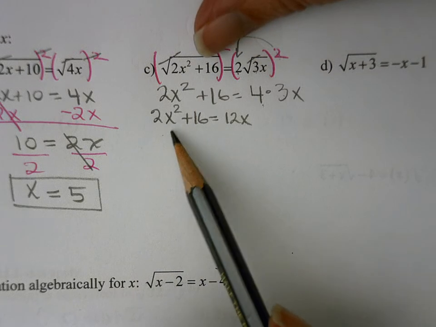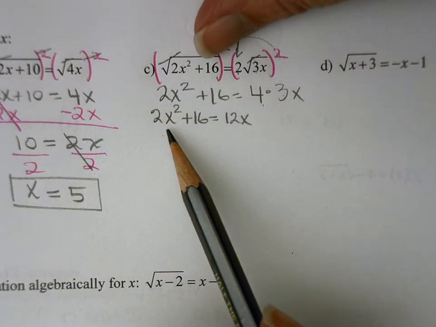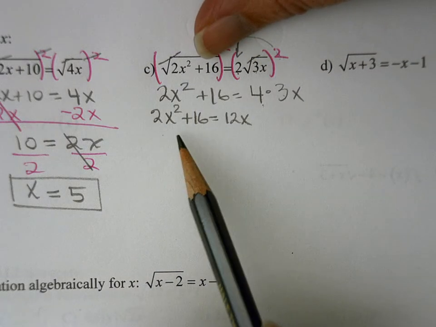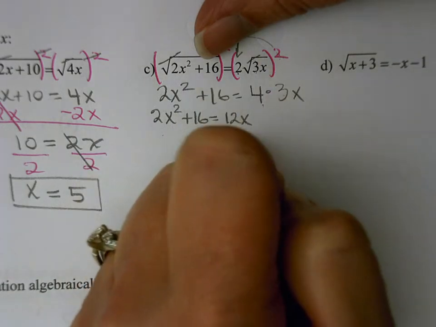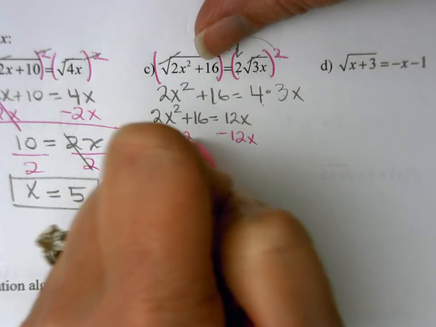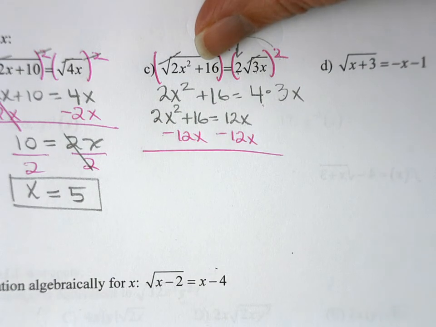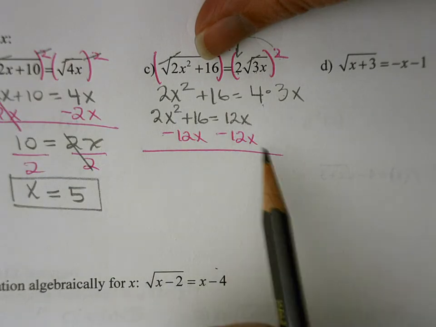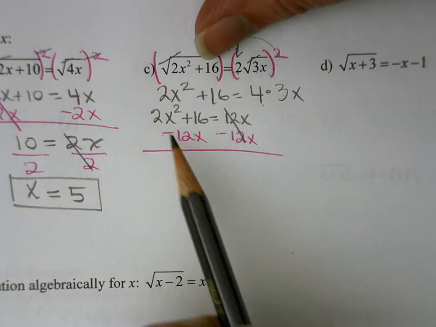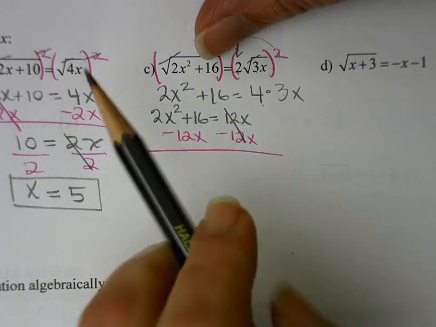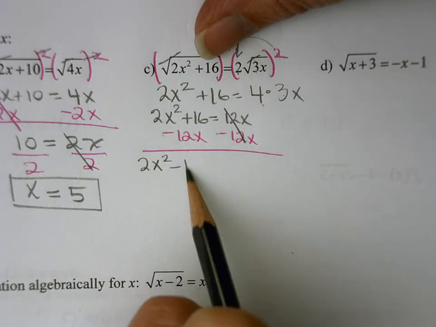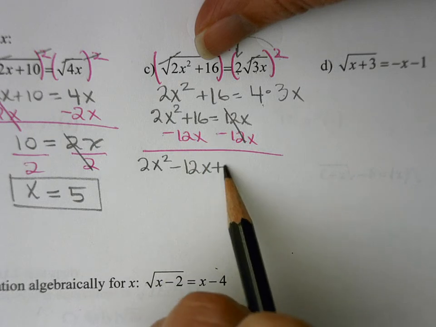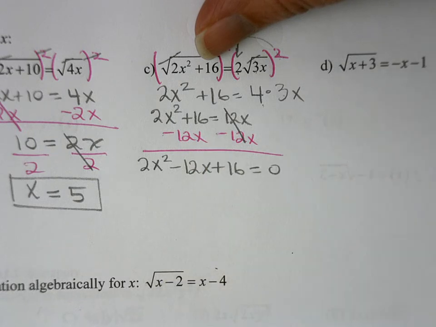And then because I have a squared, I need to use the zero product property, so that means it needs to be equal to 0. So in order for it to be equal to 0, I need to subtract 12x from both sides. And then that will give me a 0 here. And then on this side, I just want to put it in the right order. So it'll be 2x squared first, and then minus the 12x, and then plus 16.